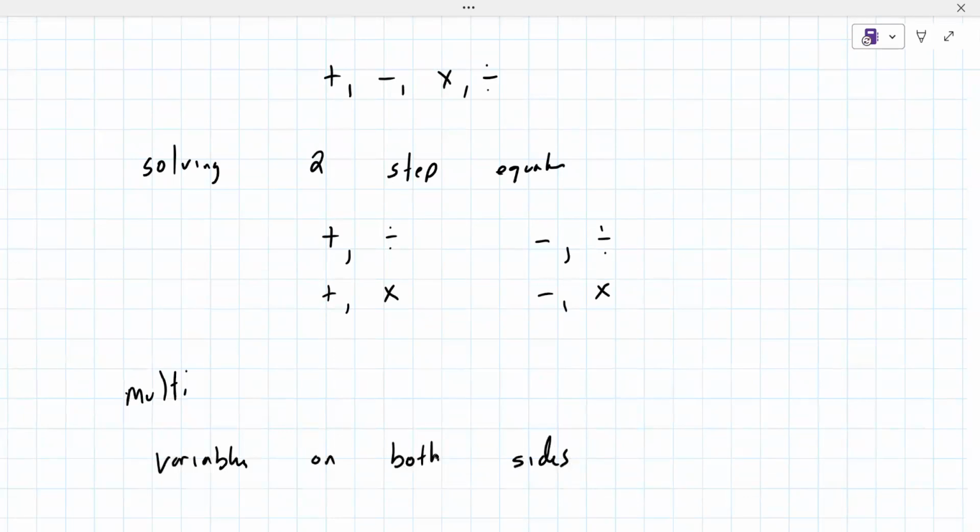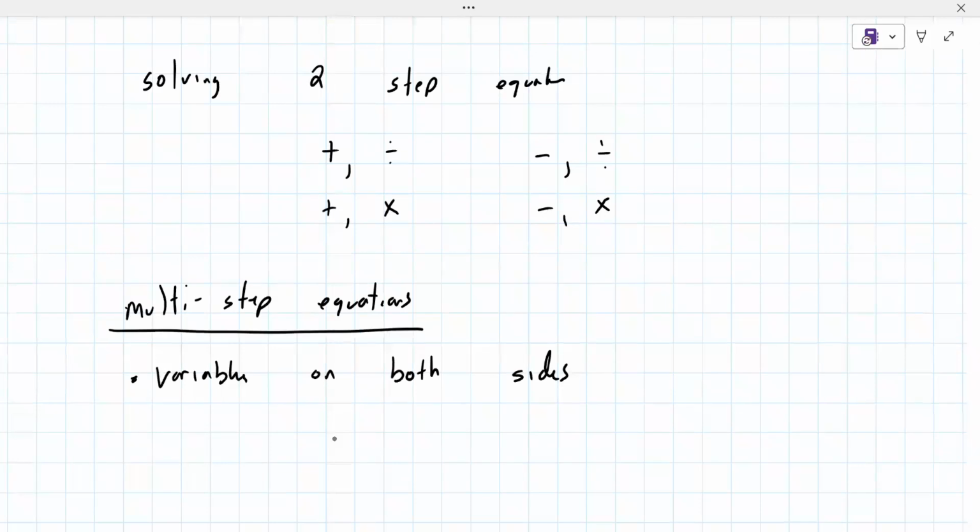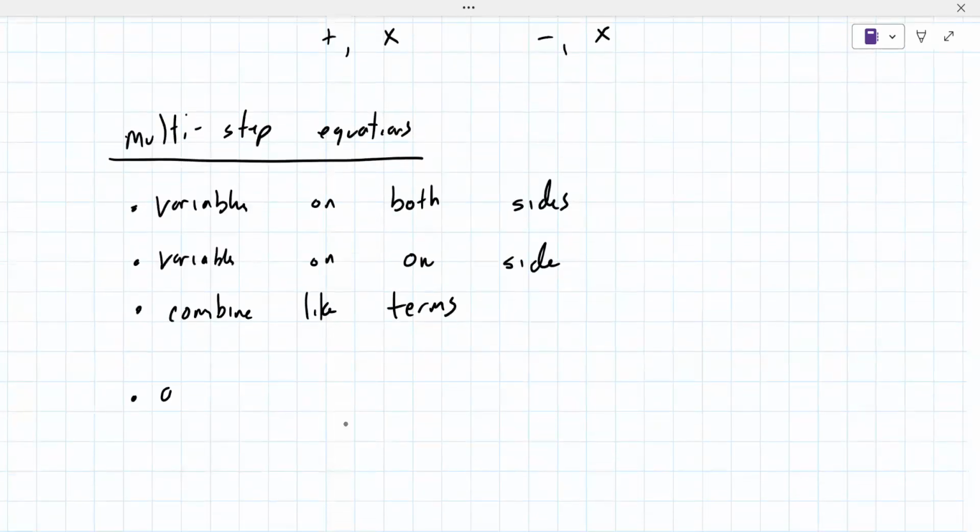into what's called multi-step equations. And there's not a fixed recipe or method. You're going to have variables on both sides, or maybe variables on one side. You may have to combine like terms. You may have to distribute.